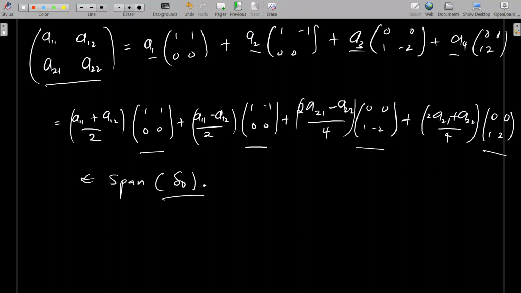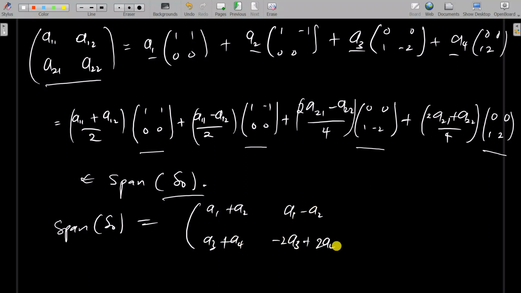On the other hand, the span of S0, we know already, was equal to some A1 plus A2, A1 minus A2, A3 plus A4, and then negative 2A3 plus 2A4. And this is a 2 by 2 square matrix. The span of S0 also belongs to the 2 by 2 square matrices. So you have two sets. The span is actually a set, and M2 by 2 is also a set, the set of all square matrices that are 2 by 2.